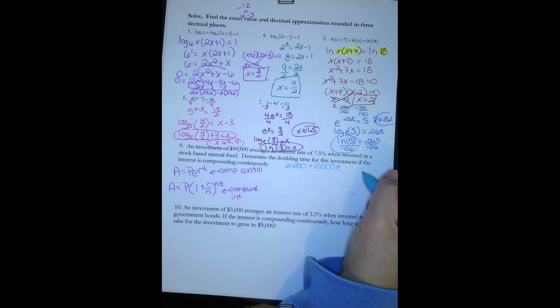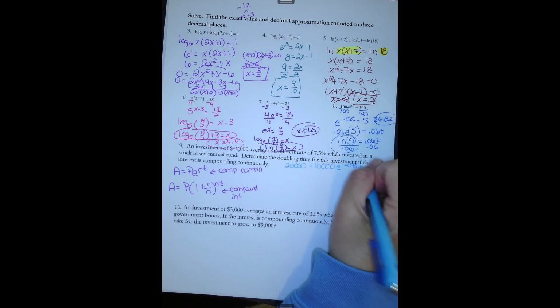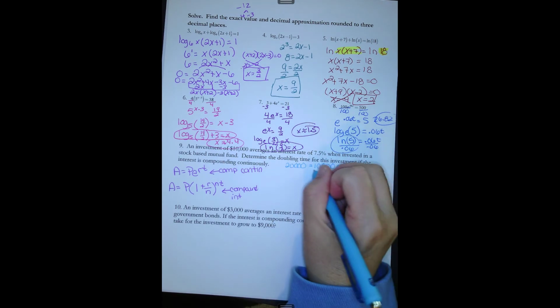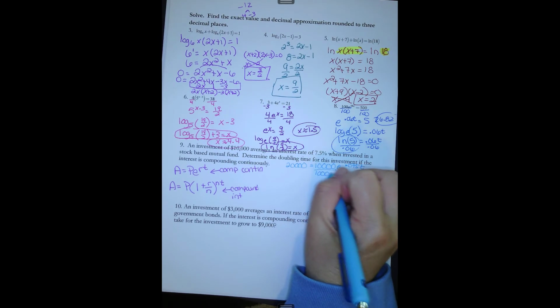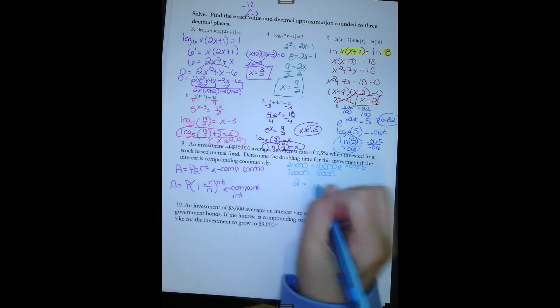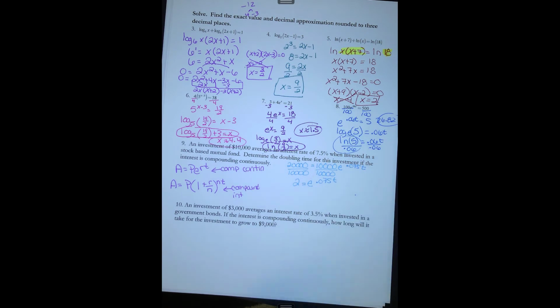E, our interest rate in this is 0.075, and we are solving for t. So we have an exponential equation, and eventually we are going to change it to a logarithm. So we're going to divide both sides by 10,000. So 2 equals e to the 0.075t.